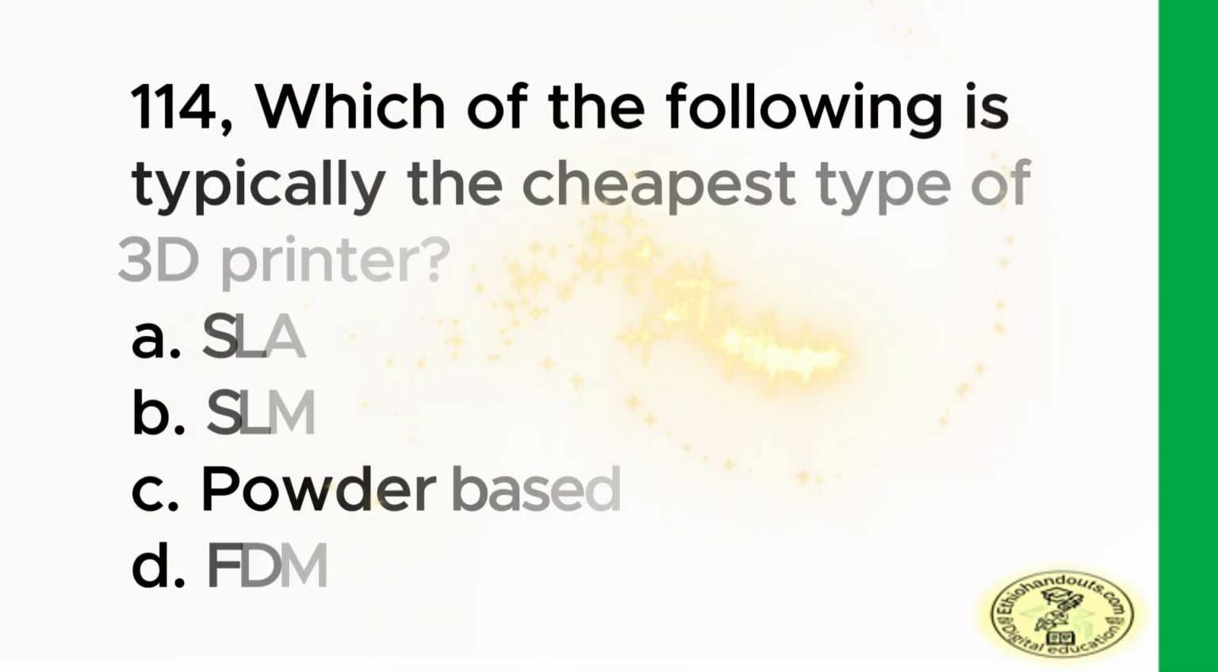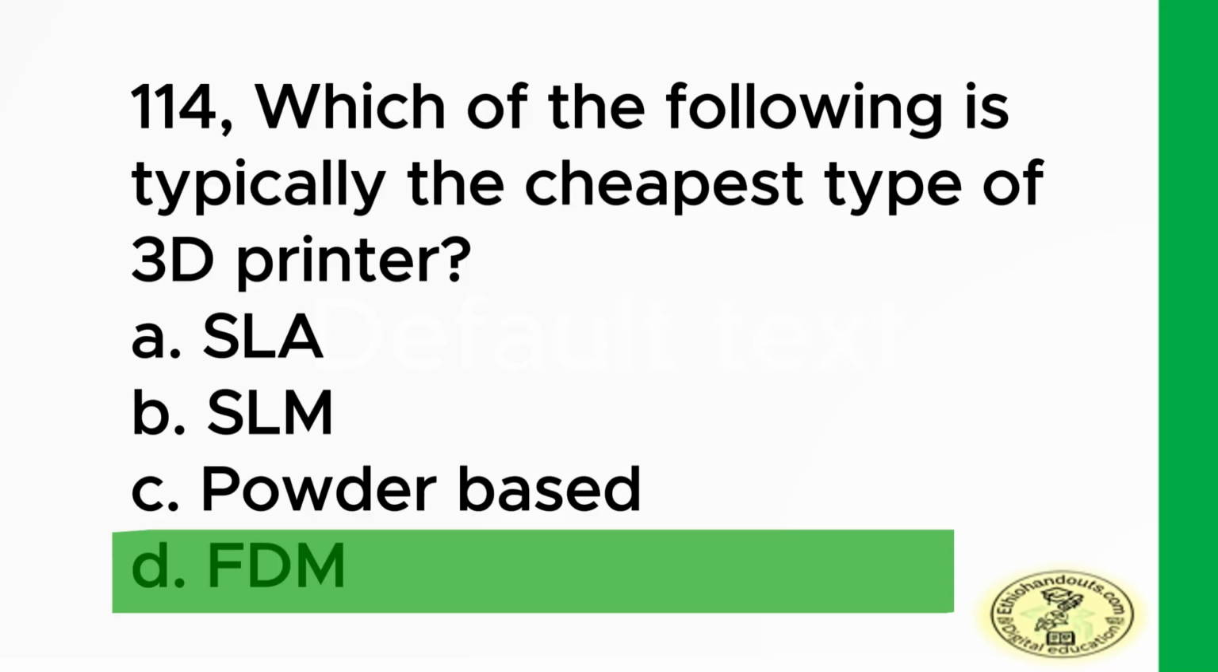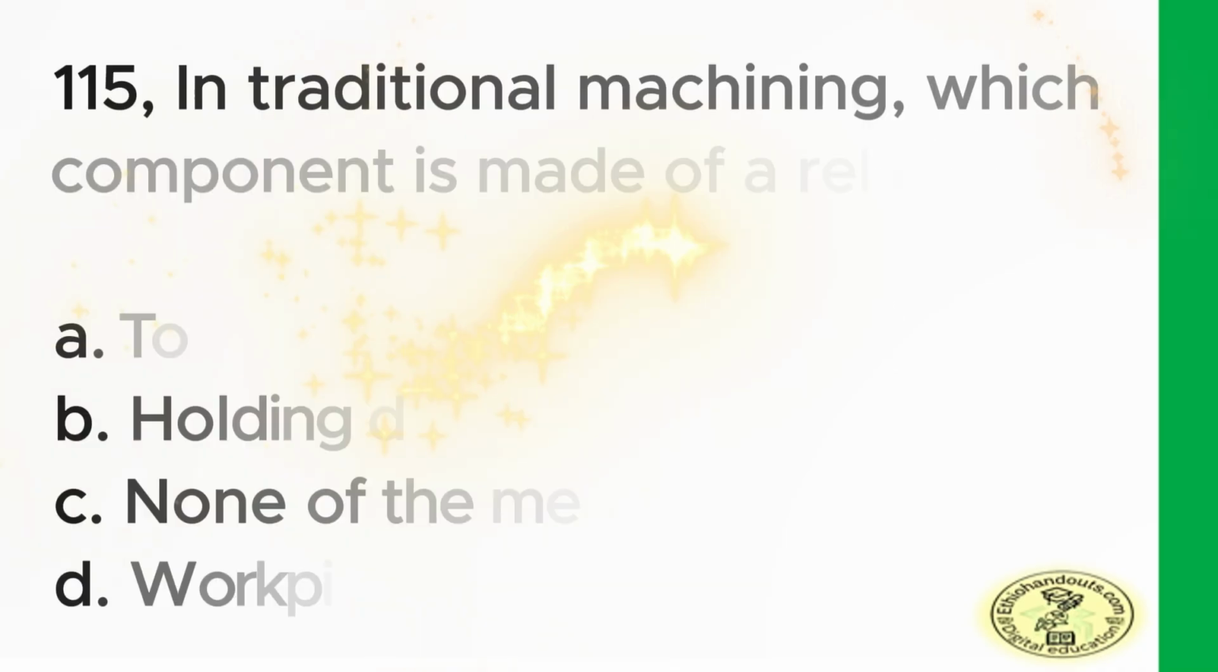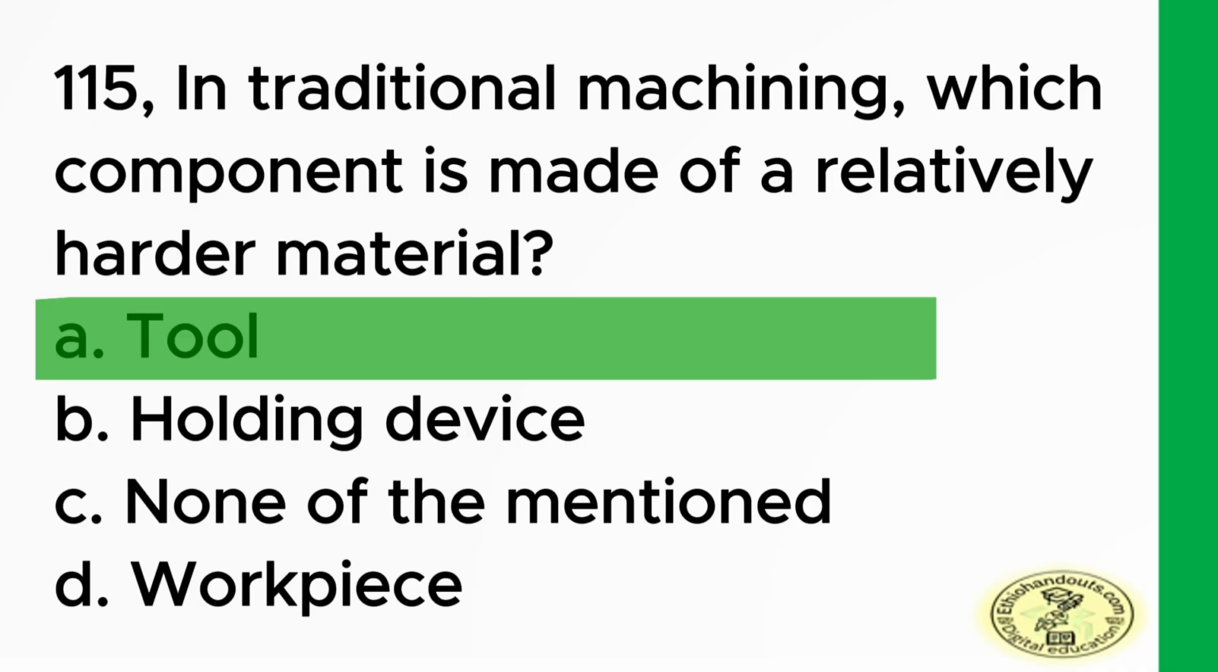Plastic parts. 114. Which of the following is typically the cheapest type of 3D printer? A. SLA, B. SLM, C. Powder-based, D. FDM. The correct answer is D. FDM. 115. In traditional machining, which component is made of a relatively harder material? A. Tool, B. Holding device, C. None of the mentioned, D. Workpiece. The correct answer is A.